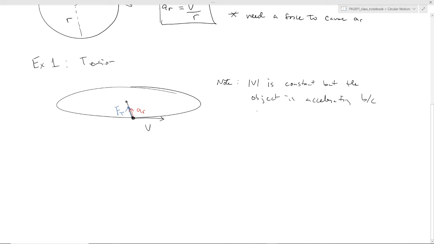And this is, think back to Newton's first law. An object is going to stay at rest or continue moving in a straight line unless acted upon by a net force. So in this case, it's not moving in a straight line, it's moving in a circle. It's changing direction. So since it's changing direction, there's a force. And since there's a net force, it's accelerating.